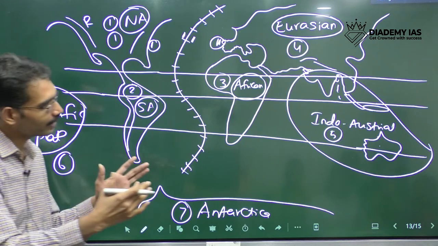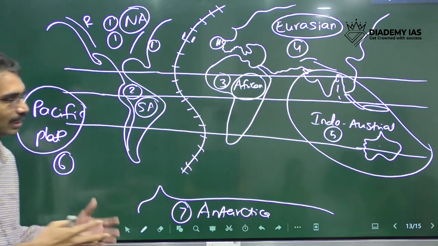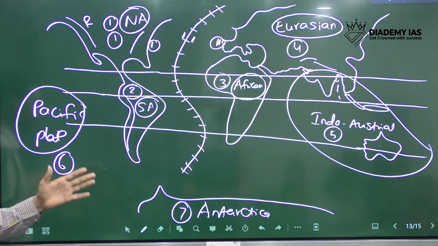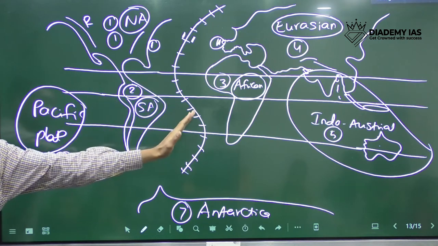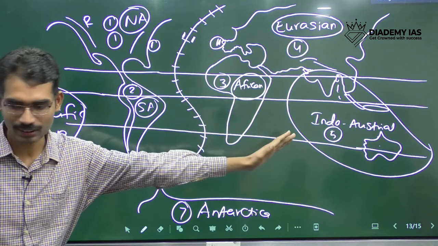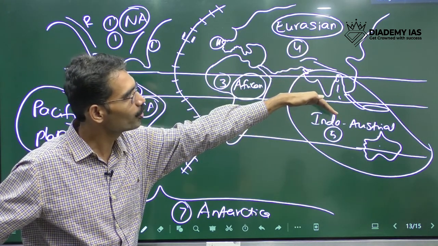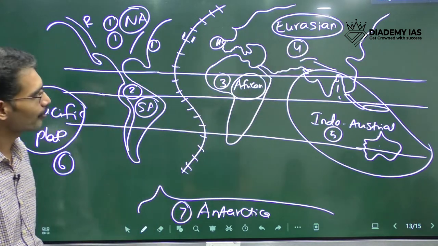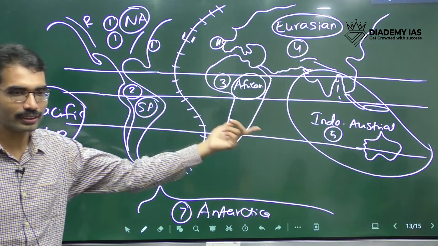So there is a break, whenever there is a difference, or whenever two different plates come together, sometimes they come together, sometimes they go away from each other. This is one example of going away. This plate is coming this side, that plate is coming that side. But when it comes to the Himalayas, the Indian plate is moving towards the Australian, and this is colliding. So this is how plate tectonic theory explains how continents formed.